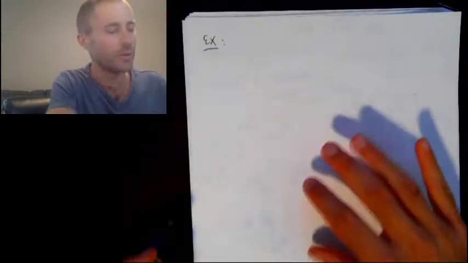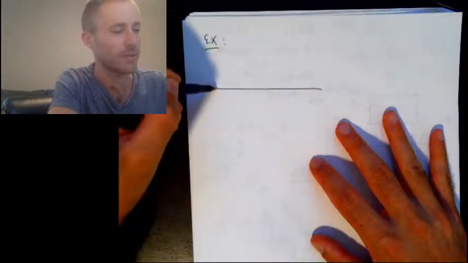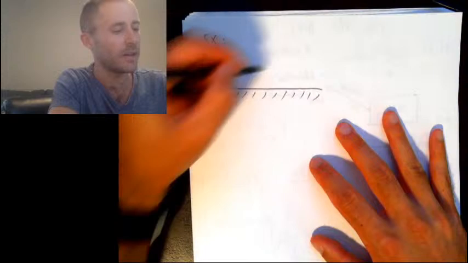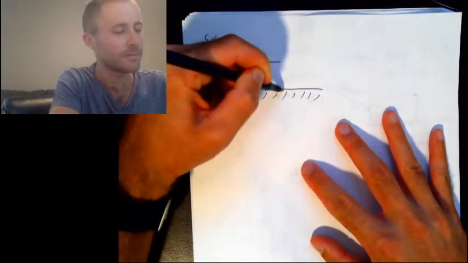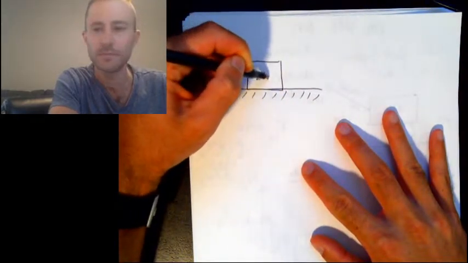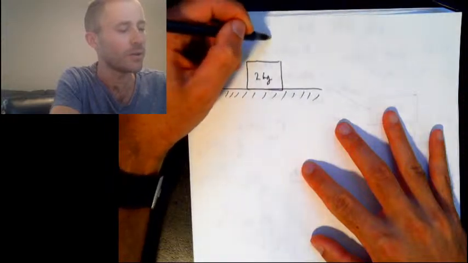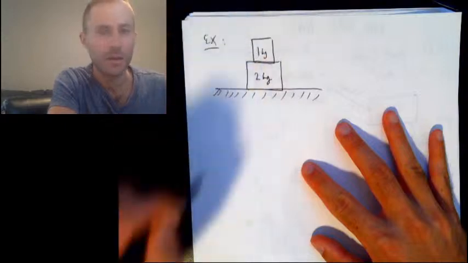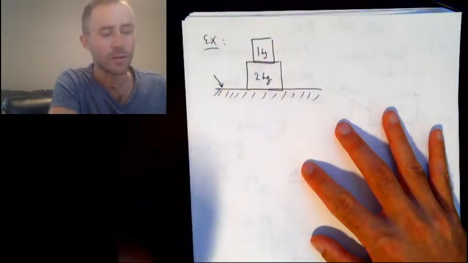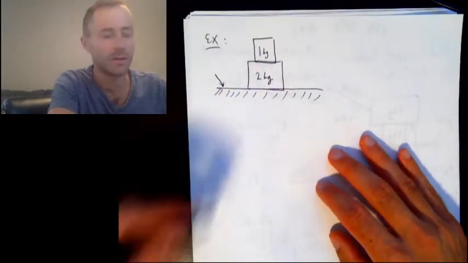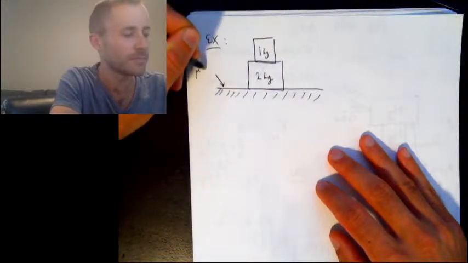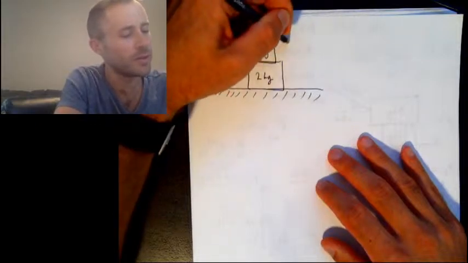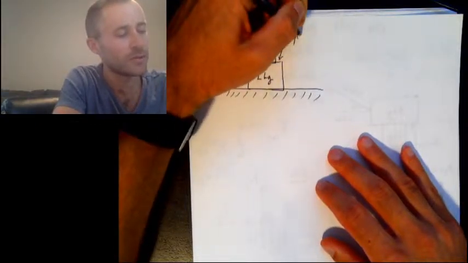Okay, so we're going to continue with two blocks that are stacked on top of each other. We've got a 2 kilogram block with a 1 kilogram block on top of it. The coefficient of friction between the 2 kilogram block and the floor is 0.3. The coefficient of friction between the two blocks is 0.2.